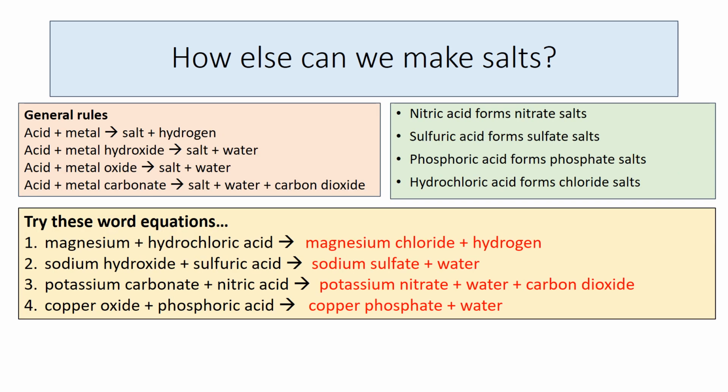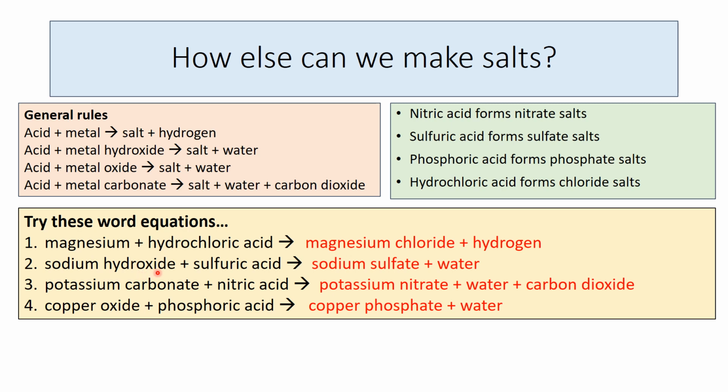Okay, let's run through the answers. I haven't color-coded them here in terms of the previous lesson, but there we are. Hopefully we're up to speed with that now. When I take magnesium, which is a metal, and react it with hydrochloric acid, which is obviously an acid, I make a salt, and the salt I make is magnesium chloride. I also form hydrogen because it falls into this first general rule.